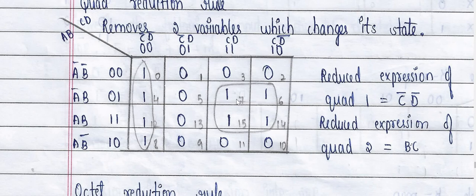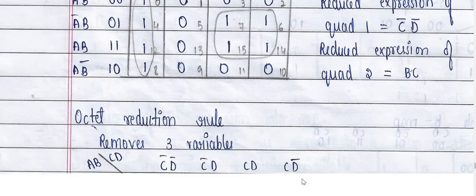That is why using the quad, we can remove two variables. Using the first quad, what are the four variables? A, B, C, D. In quad 1, A and B removed. C, D is there. That is, we removed two variables. Consider the second quad. From A, B, C, D, A and D removed. That is, two variables can be removed using a quad.